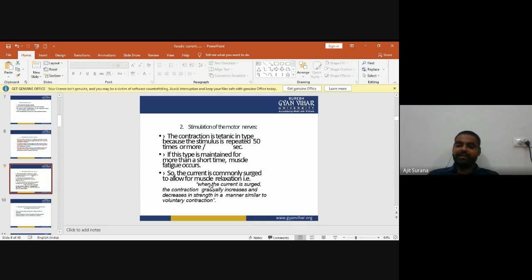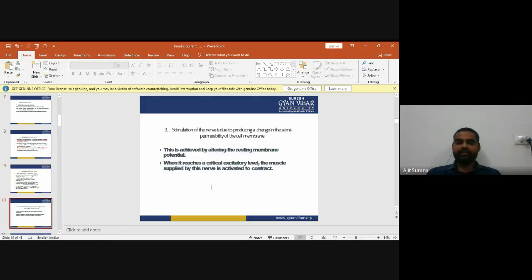When the current is surged, the contraction gradually increases and decreases in strength in a manner similar to voluntary contractions. Now, the third one is that stimulation of nerve is mainly due to producing a change in the semi-permeability of the cell membrane. This is achieved by altering the resting membrane potential.